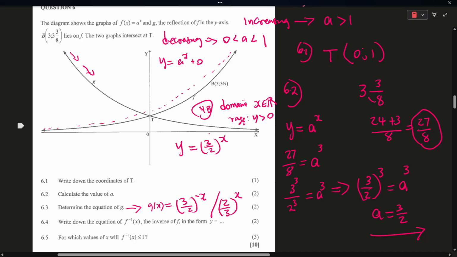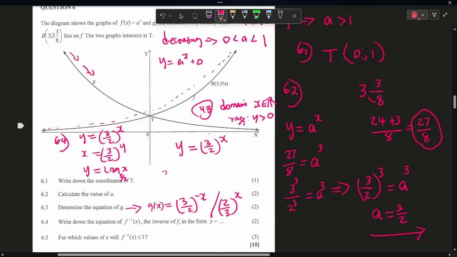Now, let's take it further. Write down the inverse. How do we write the inverse? This is 6.4. So for the inverse, you'll say y is equal to f. y is equal to 3 over 2 to the power of x, which means x is equal to 3 over 2 to the power of y. So the inverse will be log x base 3 over 2. Don't make that mistake. You should always take those marks.